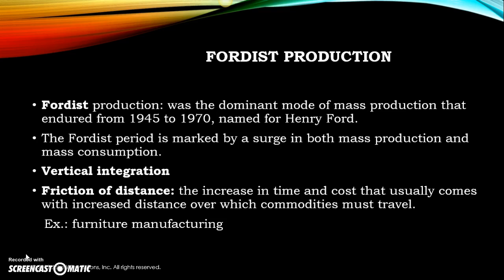So when we start talking about modern industrial production, one of the first things we need to talk about is what's called Fordist production. And Fordist production is named after the American automaker Henry Ford. Okay, and it's the dominant role of mass production that is really dominant from 1945 to about 1970 in the U.S. and Western Europe. But it's that assembly line method of production.